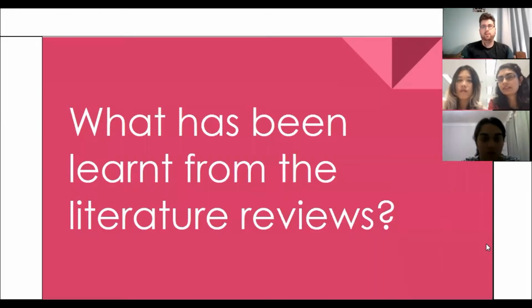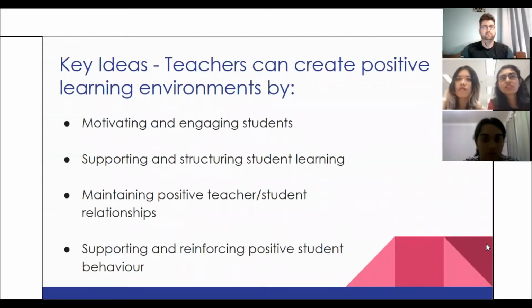So moving on, we discussed our literature reviews together, and Kim will be discussing this further. Yeah. So when we sat down as a group, we discussed and pulled out 4 key ideas from our literature review. We found that teachers can create a positive learning environment by motivating and engaging students, supporting and structuring student learning, maintaining positive teacher-student relationships, and supporting and reinforcing positive student behavior.